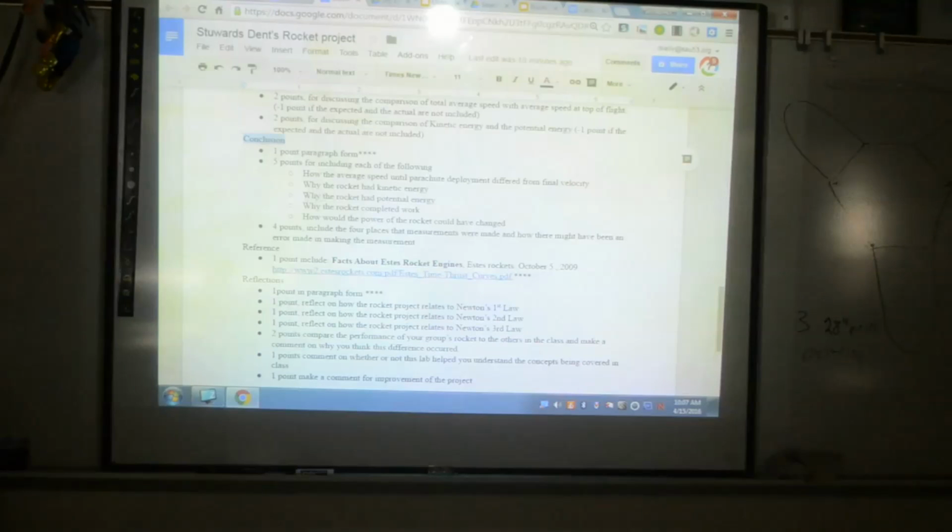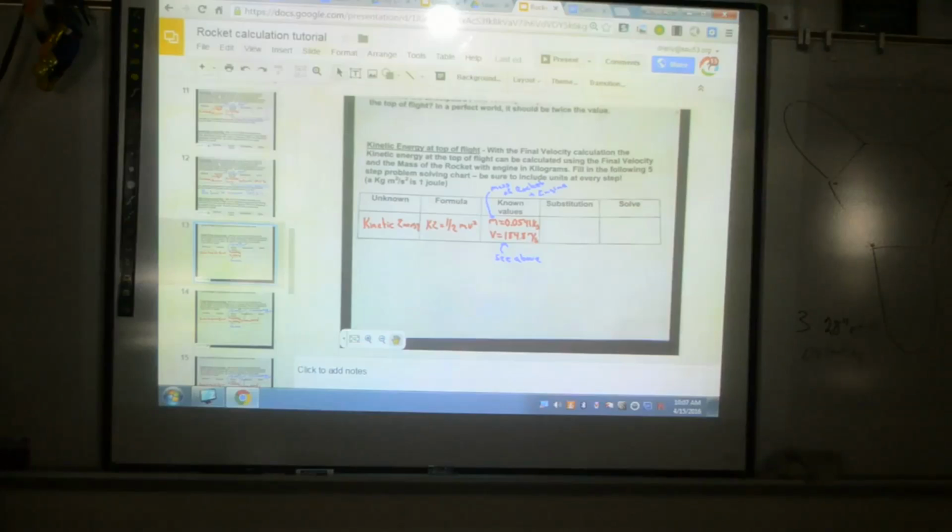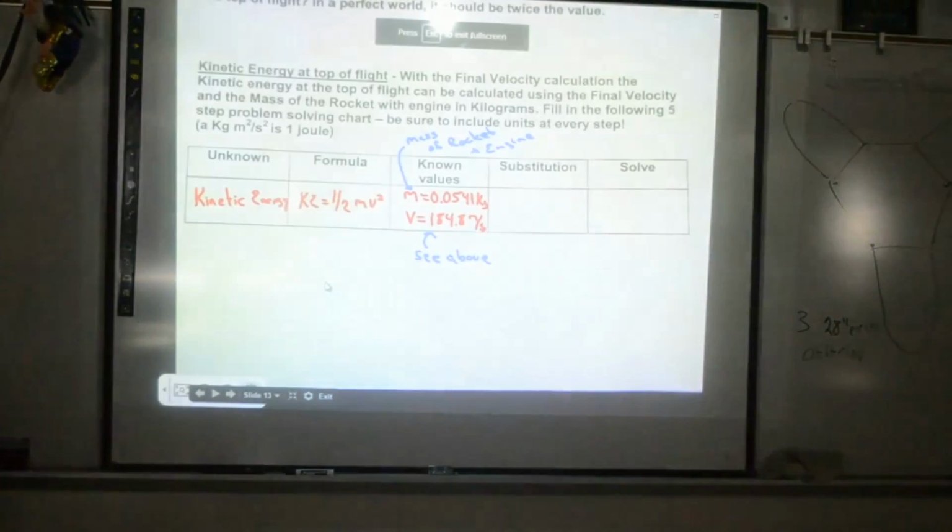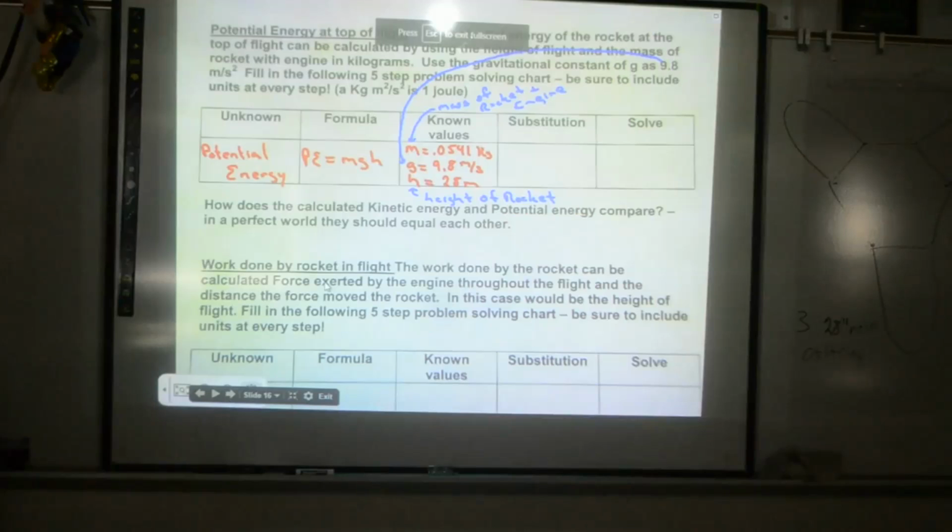Next, we're going to look at potential energy. We go back to our calculations and look at potential energy. You can clearly see here, potential energy is the mass times the gravity times the height. Your rocket had a mass, gravity was pulling down on it, and it reached a certain height. So from that information, you should be able to write a statement as to why your rocket had potential energy.